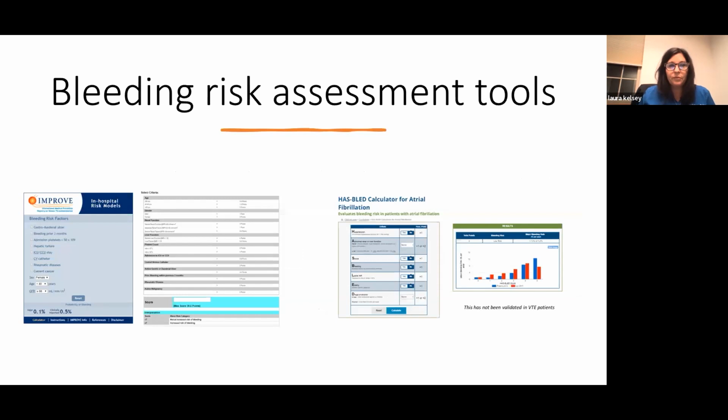anticoagulation for them. This is the IMPROVE, which is a hospital inpatient risk model. You answer some questions. It generates a number of bleed risk.